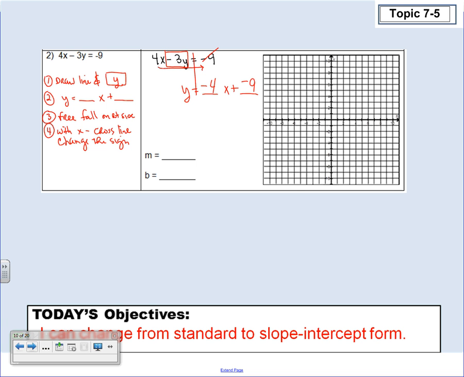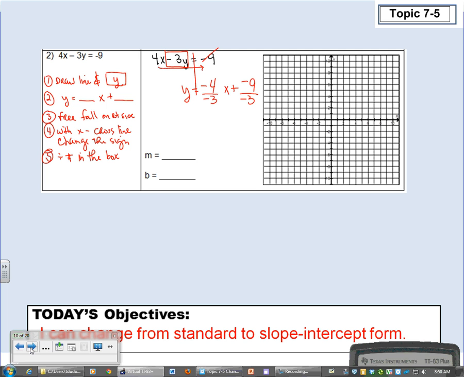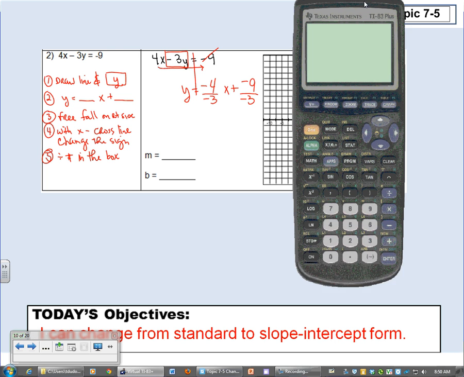And last, we're going to divide by the number in the box. So the number in the box is a -3. We're going to divide both things by -3. Now we need to simplify our fractions. This is where the calculator comes in handy.